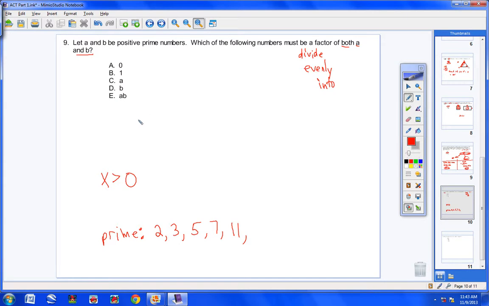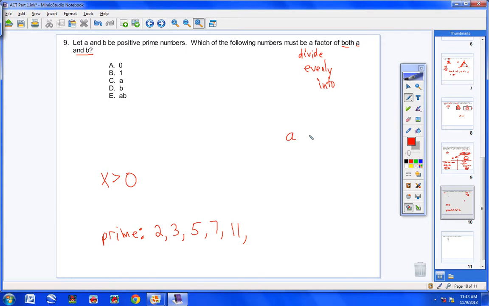Now look, we have no idea what A and B are. We know they're prime, we know they're positive, okay? So which of the following numbers must, emphasis on the word must, divide into A and B evenly? Well, it's going to be 1, okay? I'm going to tell you right now, and let me explain to you why it's 1.